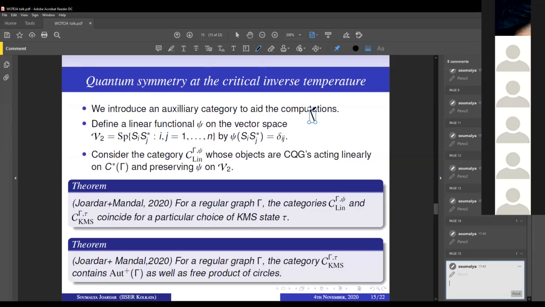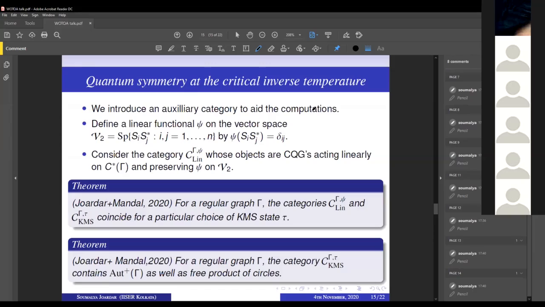What is the auxiliary category, which is really smaller in some sense? You consider this vector space, the vector space spanned by S_i S_j star. Take any two edges e_i and e_j of the graph, and consider this vector space, the span of S_i S_j star, and consider this linear functional. This is just a vector space and a linear functional; we are not talking about the state on the whole system. What is the linear functional? ψ of S_i S_j star is δ_ij. You can take that linear functional. That is a small technical thing, because the S_i S_j star will actually be linearly independent in the vector space V_2.